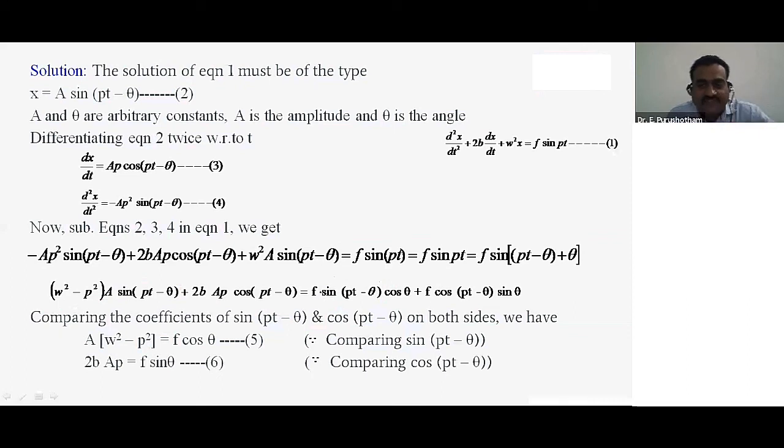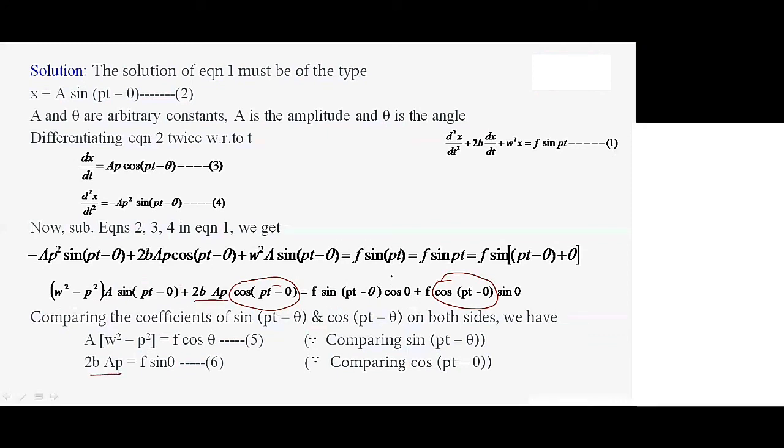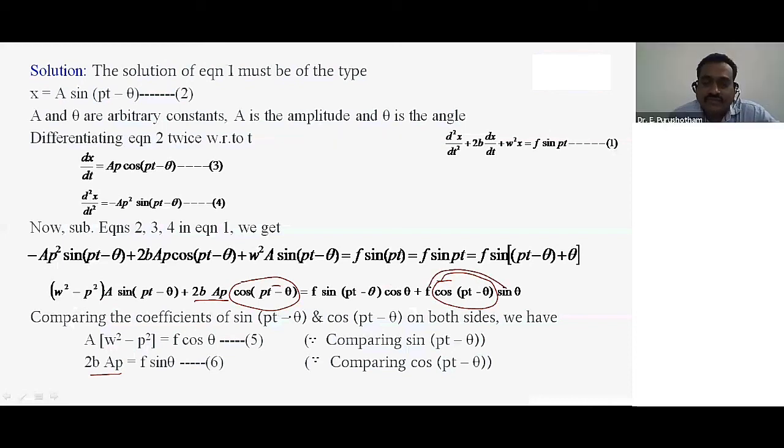Now comparing cos(pt − θ). On the left side the remaining term is 2b A p, and on the right side f sin θ.